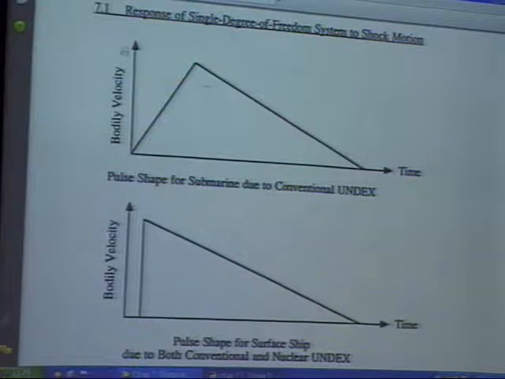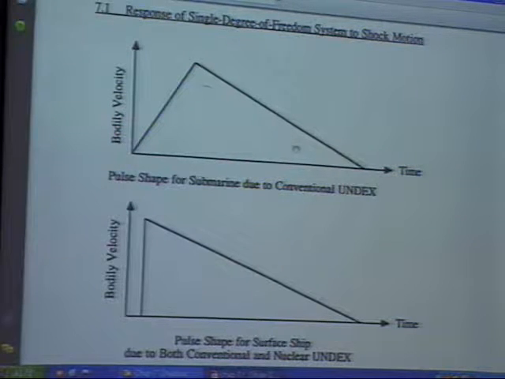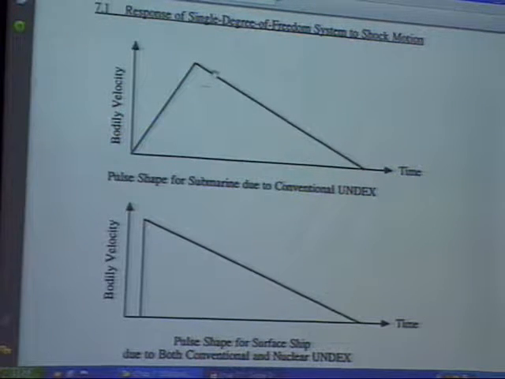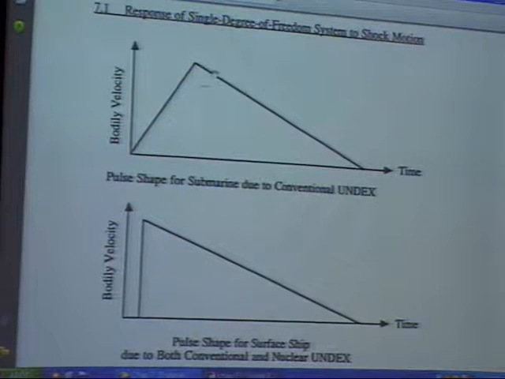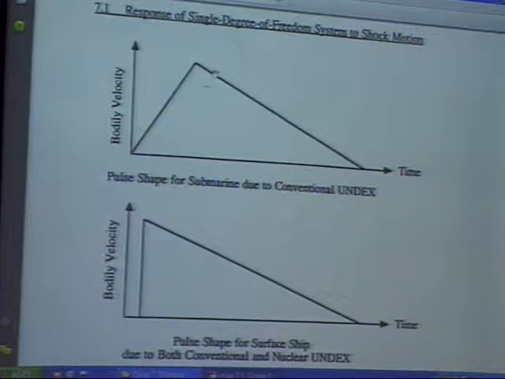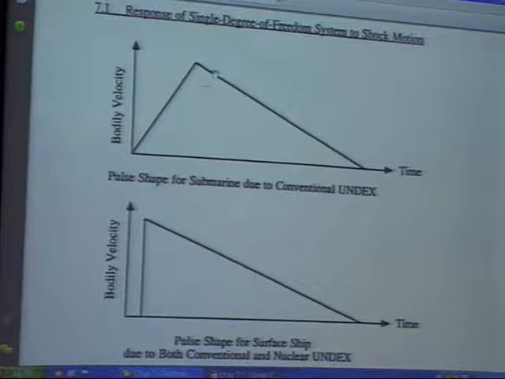decelerates. This is, remember, acceleration versus time. So it decelerates, okay? This rate of deceleration may change, depending on the depth of the target.